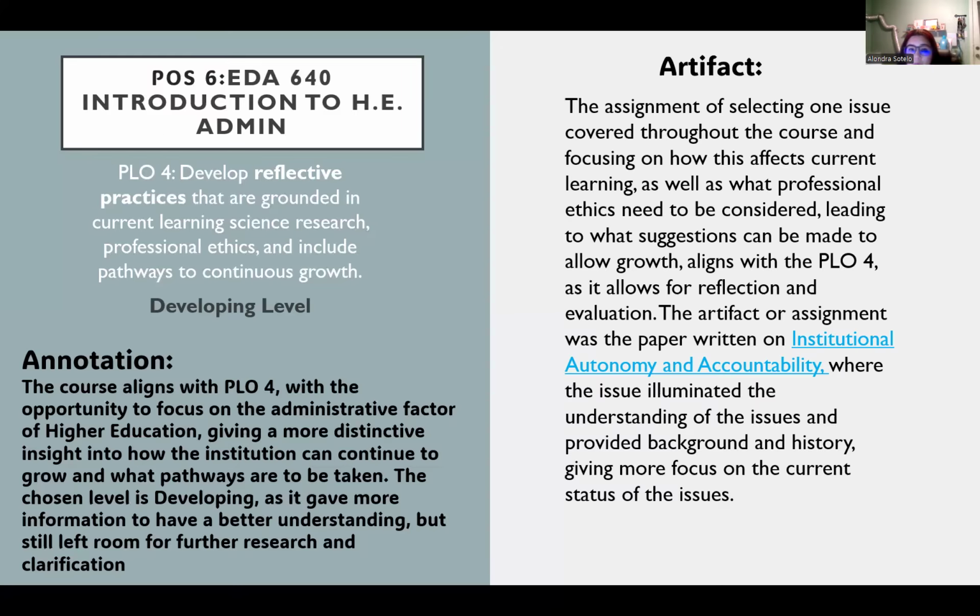The artifact or assignment was the paper written on institutional autonomy and accountability, where the issue illuminated the understanding of the issues that, again, higher education face, and provided background and history, giving more focus on the current status of these issues. And kind of connecting a little bit more into it, it really gives a grounds for understanding what the current situations look like and why colleges are only allowed to do certain things or institutions are only allowed to do certain things and what areas are they accountable for.